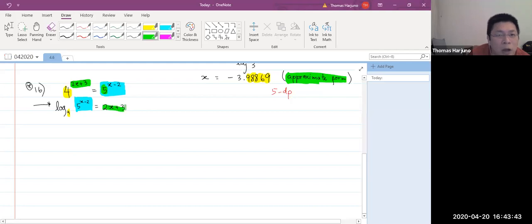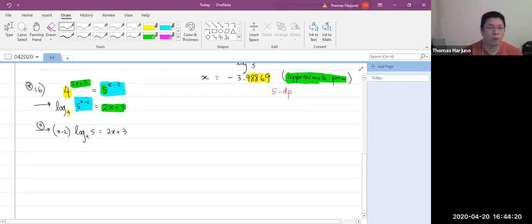I know this is quite colorful. I hope it doesn't distract you, but you can see what I'm actually doing. Okay, I change it into log form. Now from that log form, I try to solve for x. I will use property number 3, in which this exponent x minus 2, I bring to the front. So x minus 2 times log base 4 of 5 equals 2x plus 3.